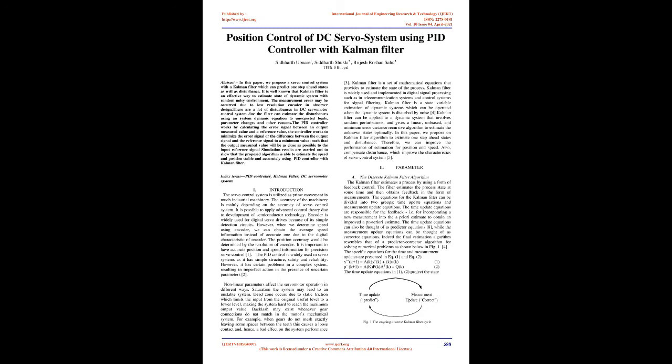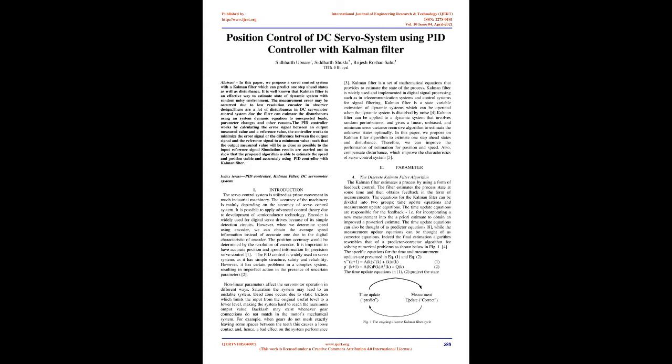It is well known that Kalman filter is an effective way to estimate state of dynamic system with random noisy environment. The measurement error may occur due to low resolution encoder in observer design. There are a lot of disturbances in DC servomotor control system. The filter can estimate the disturbances using in-system dynamic equation to unexpected loads, parameter changes, and other reasons.